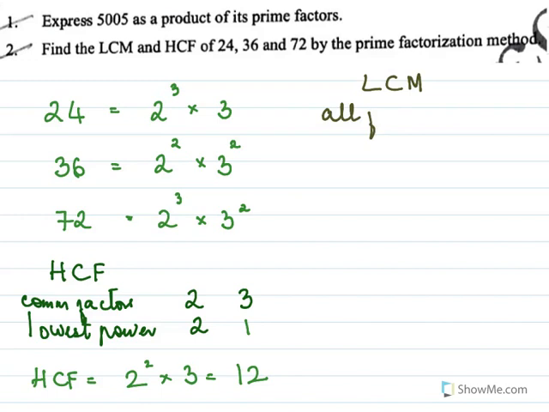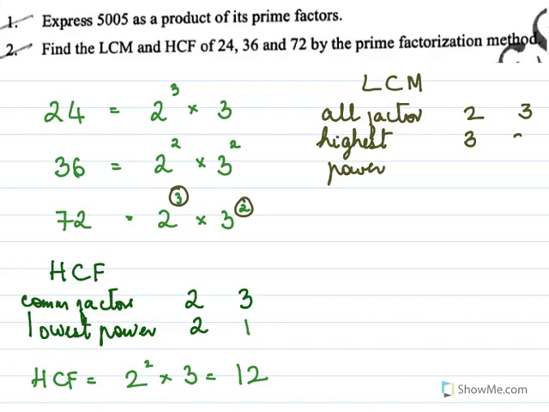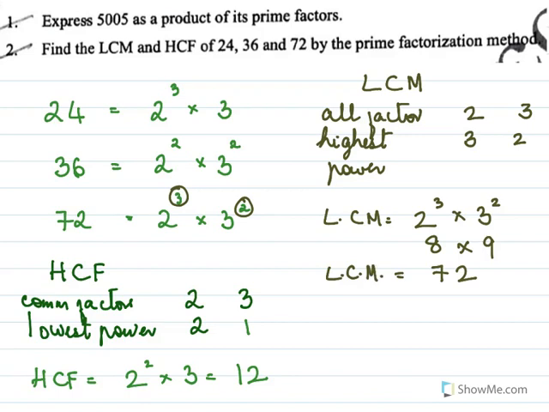Now for LCM, we take all factors. And here we have factors 2 and 3. And the highest power. The highest power of 2 is 3. The highest power of 3 is 2. So LCM is 2 raised to 3 into 3 raised to 2. That is 8 into 9, and 72 is the LCM.